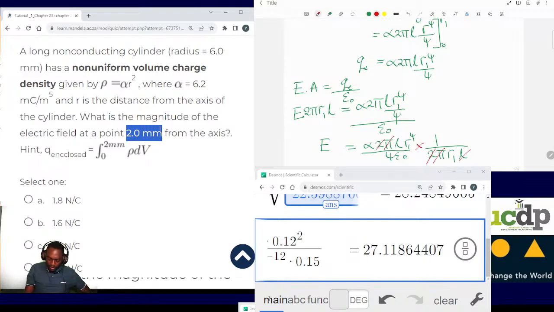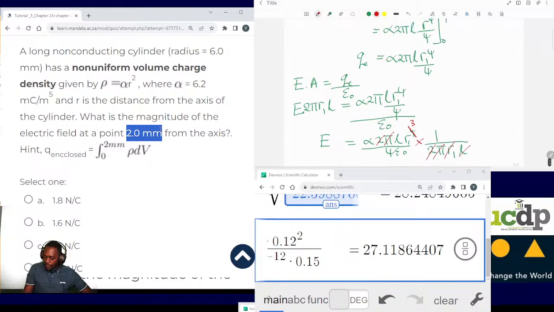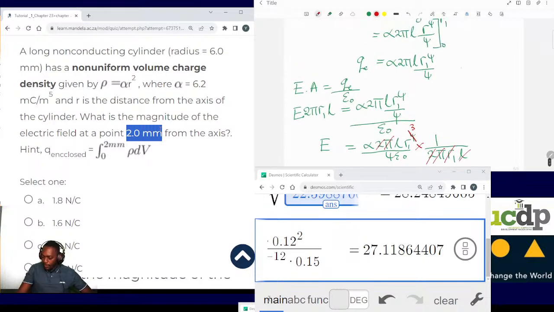Yes, did I do that correctly? Yes, I think I did. Cancel everything. R1 cancels that. We remain with 3. So you remain with your E being equal to alpha r to the 3 over 4 epsilon naught.